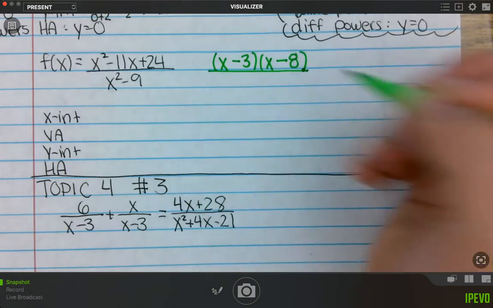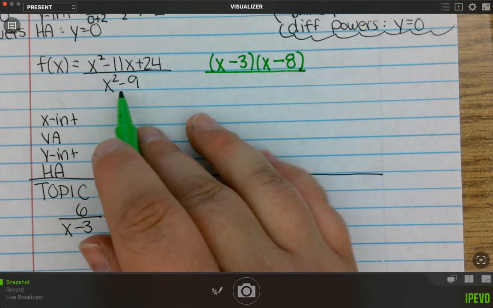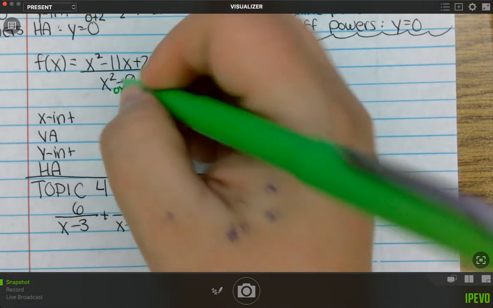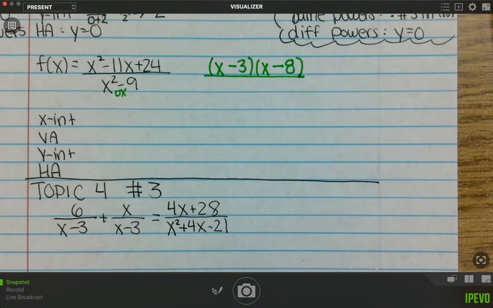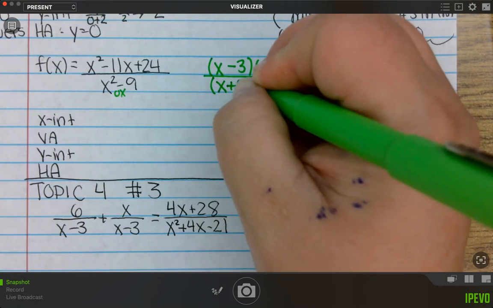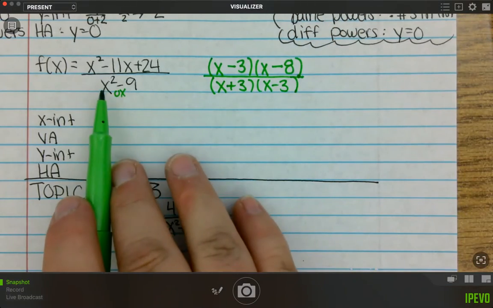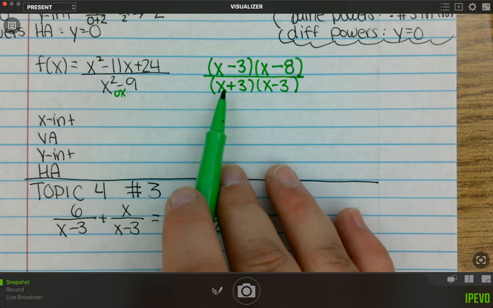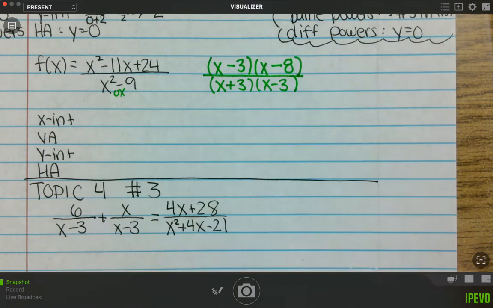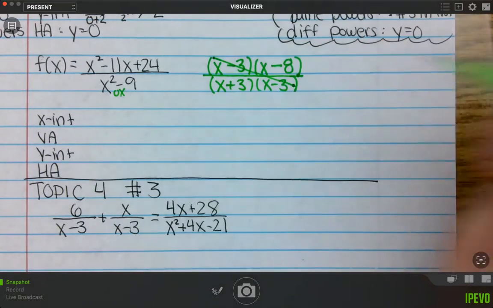On the bottom, this is what we call a difference of squares, where there's no middle term. You can think of it like a 0x if you want, where you're trying to find the two numbers that multiply to -9 but add to 0, which is 3 and -3. You basically just do the square root of both of these, and you write one with a plus and one with a minus. Now, I can cross off the x minus 3's.